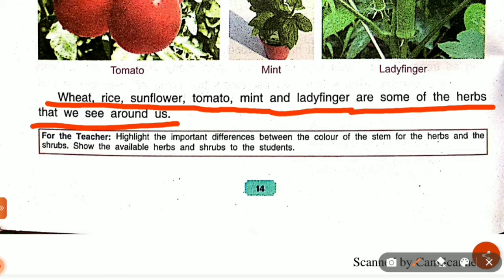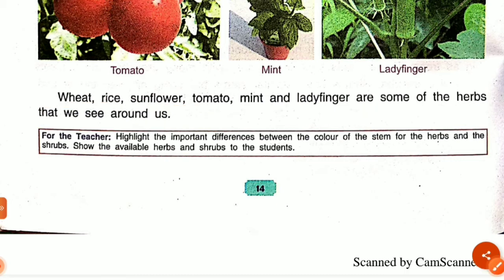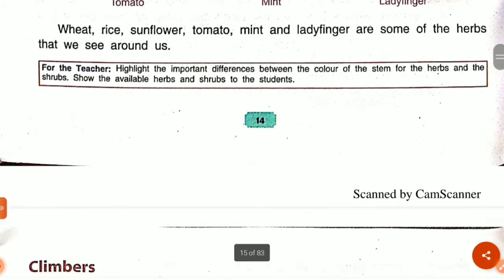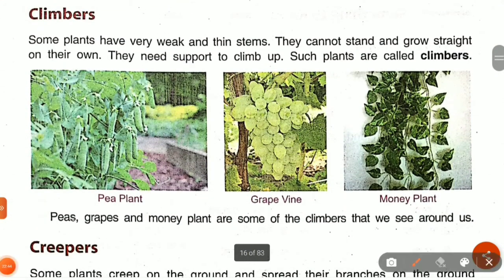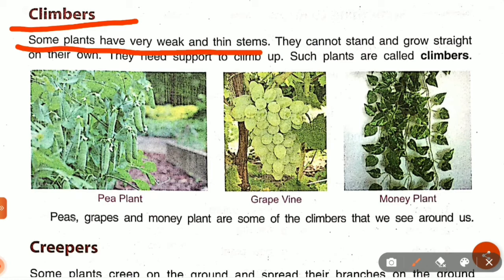That is right. Okay, so now let's go to the next page. What is the next category of plant? Climbers. Some plants have very weak and thin stems. They cannot stand and grow straight.